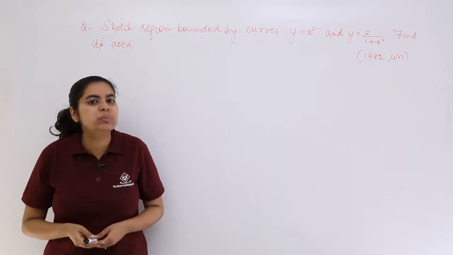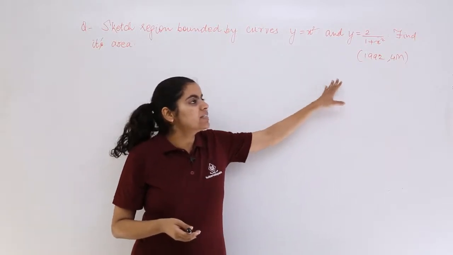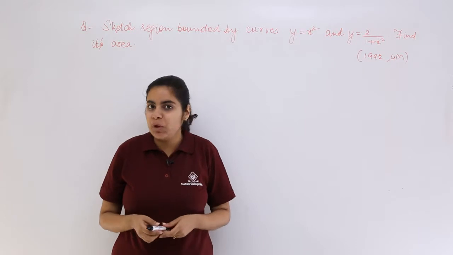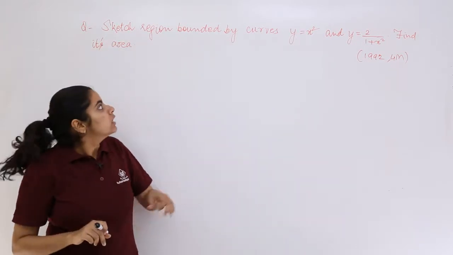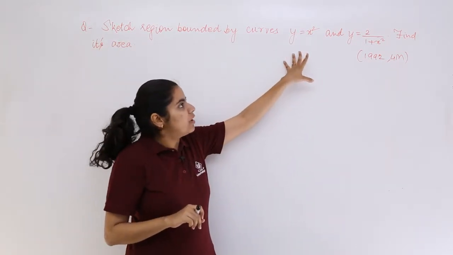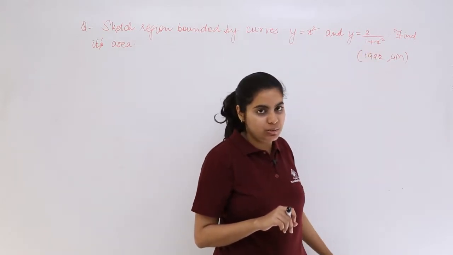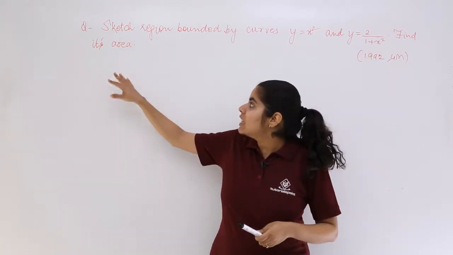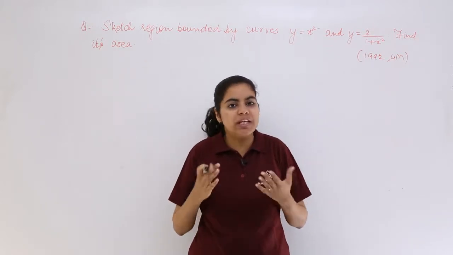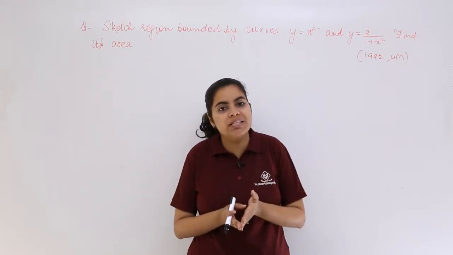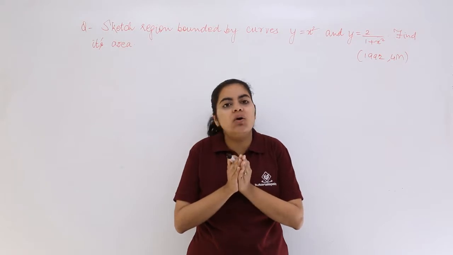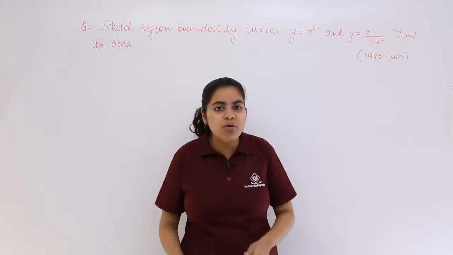Let's see this important problem asked in the year 1992 for 4 marks. The problem is: sketch the region bounded by the curves y = x² and y = 2/(1 + x²). Find its area. Simply you have to sketch the curves, find the points of intersection and find the area of the required region. So how to do it?